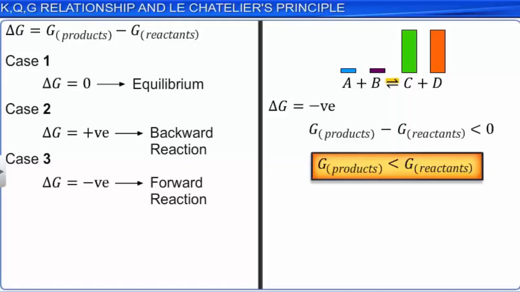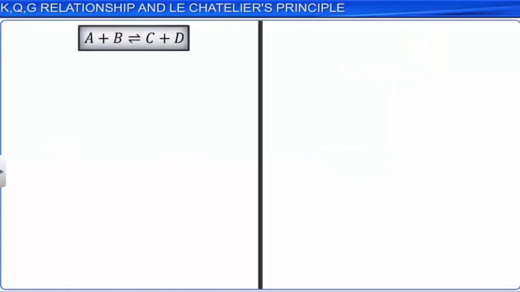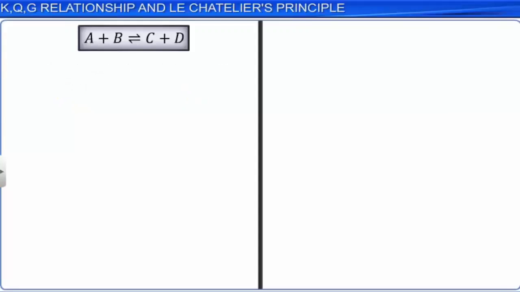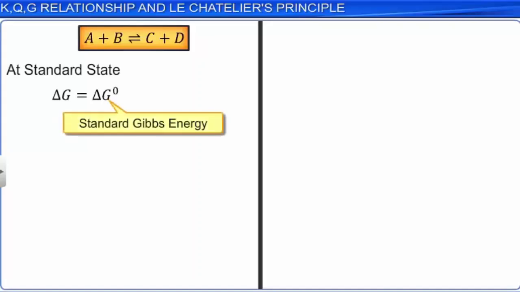Let us now examine the relationship between the equilibrium constant and Gibbs energy. Consider a general reversible reaction, reactants A and B, in equilibrium with C and D. The change in the Gibbs energy of a reaction in which all the reactants and products are in the standard state is known as standard Gibbs energy change, which is represented by ΔG°.